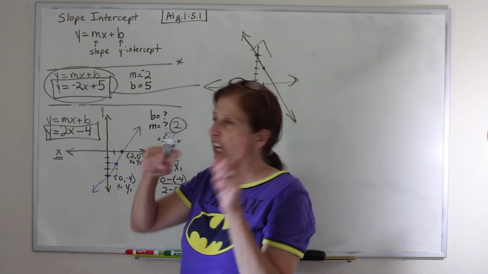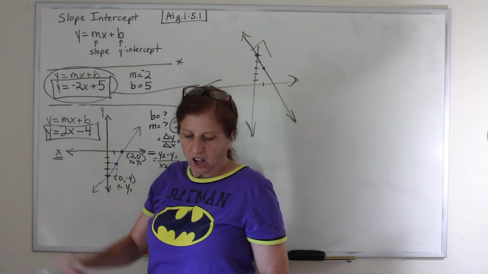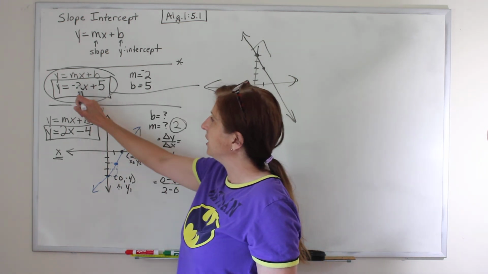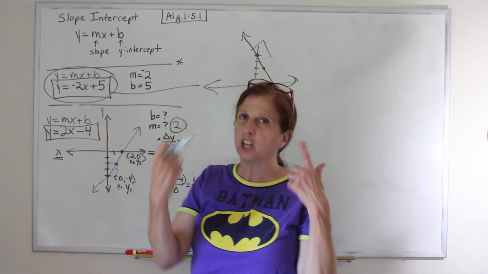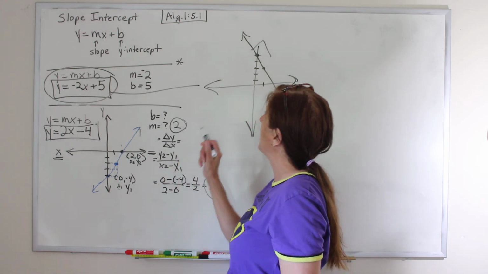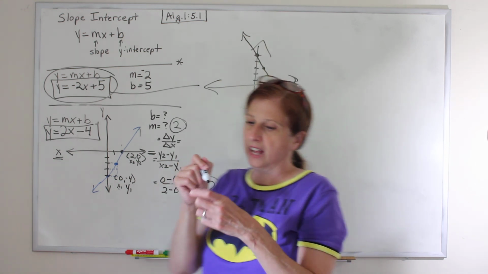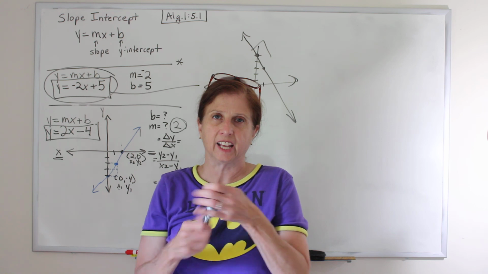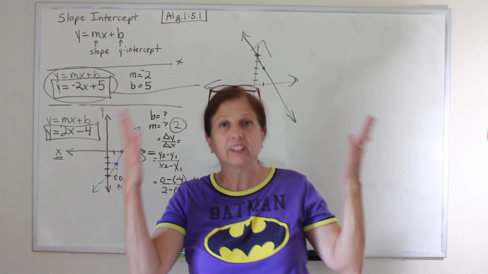Now, to check it, go to your calculator. Go to y equals. Put in negative 2x plus 5, and I show you how to do that in the calculator lab, and graph it and make sure it looks like that. Use that calculator to check, and for fun. It's just fun. The calculator is fun.